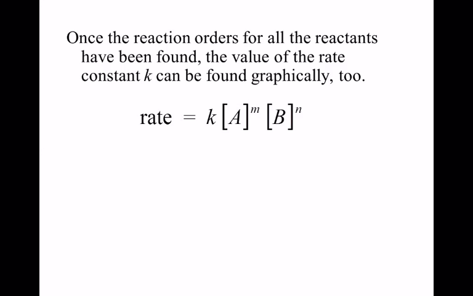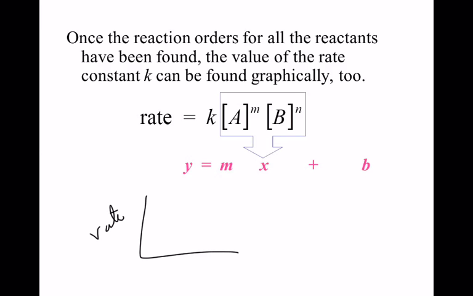times the molar concentration of A raised to its reaction order, which we know, times the molar concentration of B raised to its reaction order, which we know, so we know M and N, okay? So this one, there's no natural log required. Just simply, if we plot rate along our y-axis, over here there'll be rate, not the natural log of rate, but rate here.